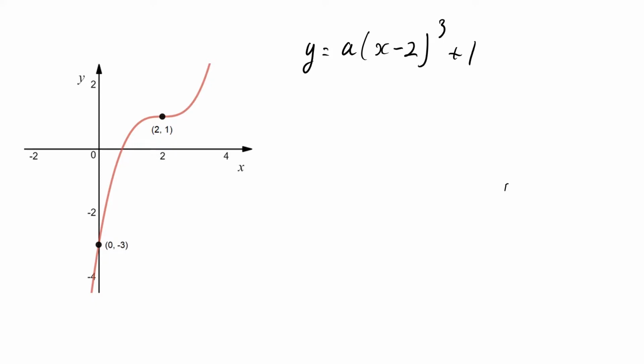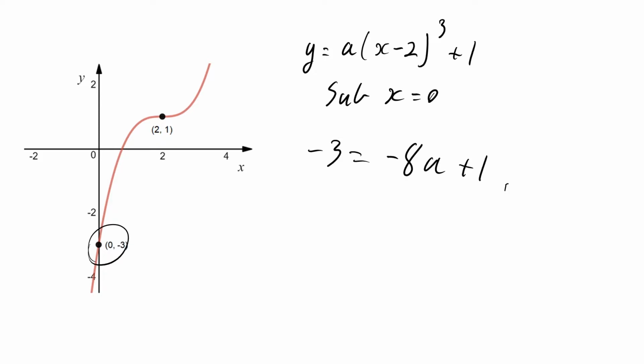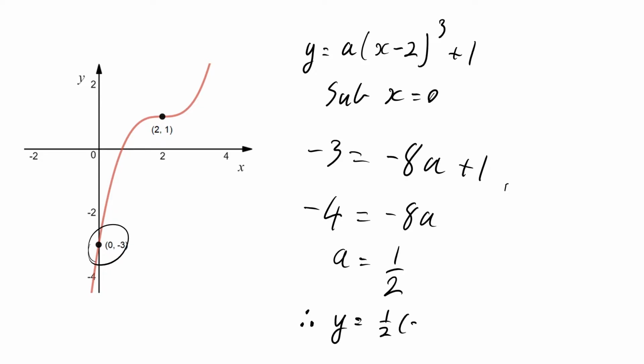Now I have this, I need to check to see if it actually goes through that point. So I'm going to sub in x equals 0 and see what happens. Sub x equals 0. I will have negative 3 equals negative 8a plus 1. Subtract 1, so now I have minus 4 equals 8a, which means a equals half. And now I can go therefore y equals 1/2 (x minus 2) cubed plus 1.